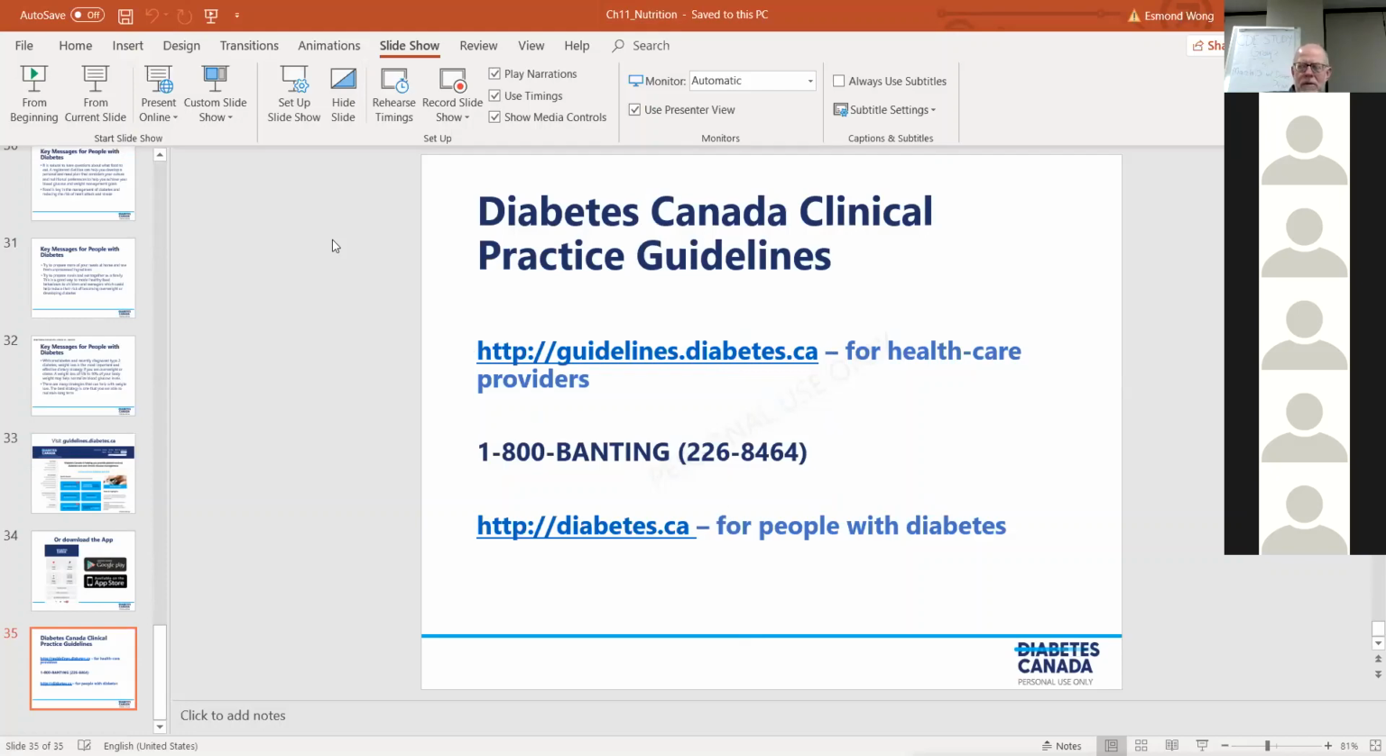Insulin carb ratio in practice. Esmond mentioned this. You might get this question: there's so much carbohydrate in this meal, so you might have to add up the carbs. They're using this insulin carb ratio. How do you use that?